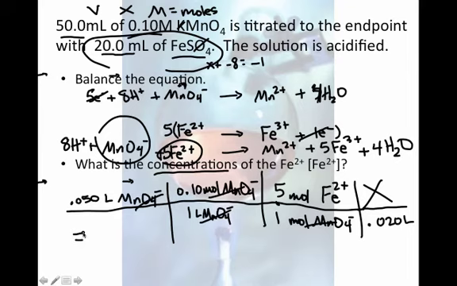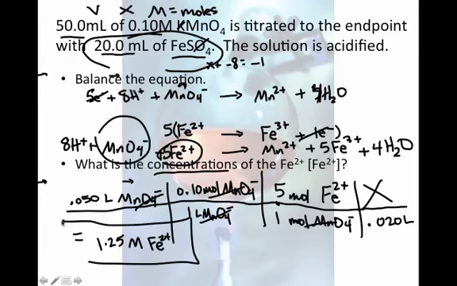Now it's time to do the math. So we take 0.05 liters times 0.1 moles times 5 moles, and then divide by 0.02, and I get a concentration of 1.25 molar iron 2. We have now done a stoichiometry problem with a redox titration. Just like acid-base, just it's the balancing part that can be tricky. So once you know how to balance a redox reaction, you do everything else just like normal.